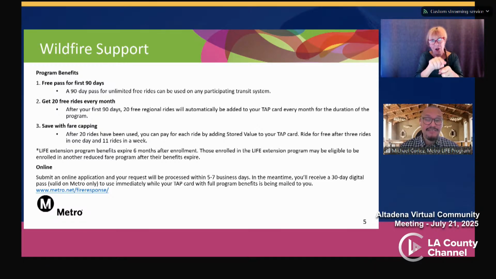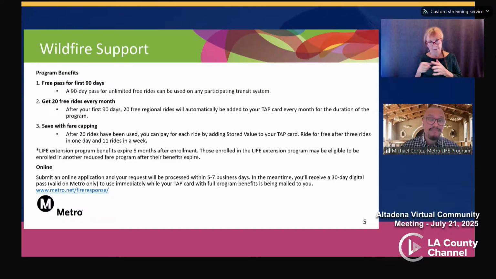Besides those 90 days of unlimited rides, after that is complete, you would get 20 free rides a month that can be used on the same systems, the 16 transit agencies, as well as Metro. And then you can also save on fare capping if you go beyond those 20 free rides, where you would be able to get discounted rides after you've already utilized all of the benefits in the LIGHT program.